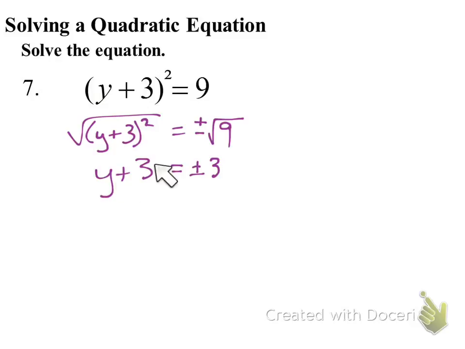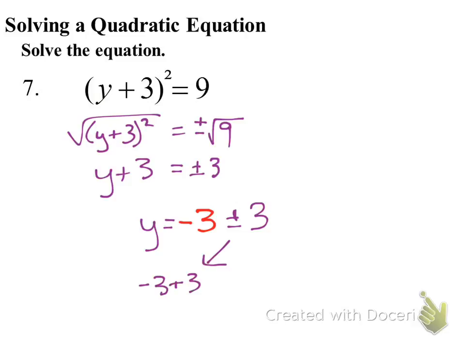So now after I take the square root, I'm just left with y plus 3 equals plus or minus 3. Subtract 3 on both sides. Here's what it looks like. I'm going to get 2 answers. One of my answers entails negative 3 plus 3. The other answer entails negative 3 minus 3.